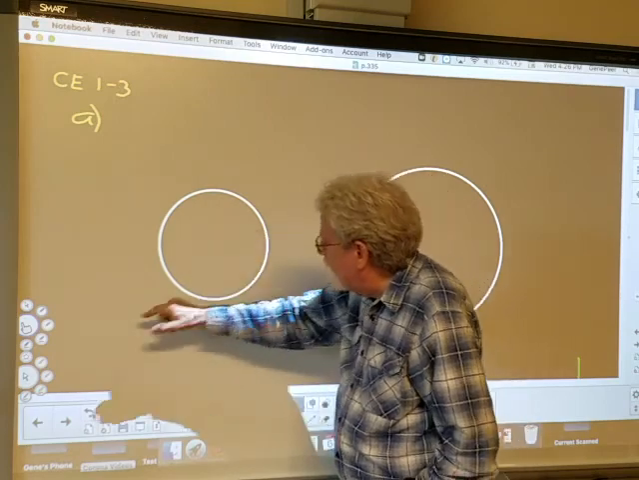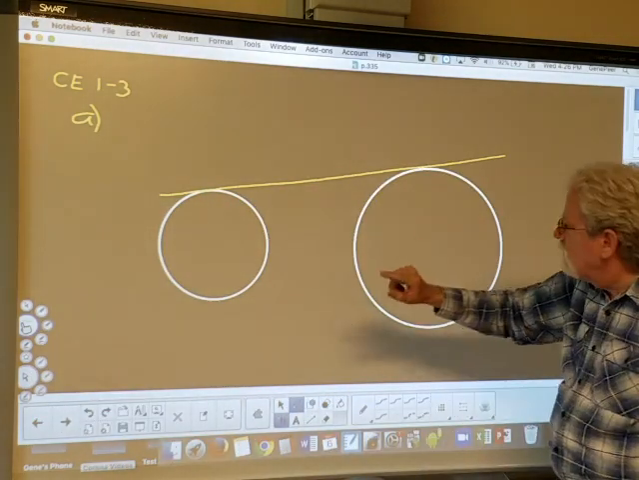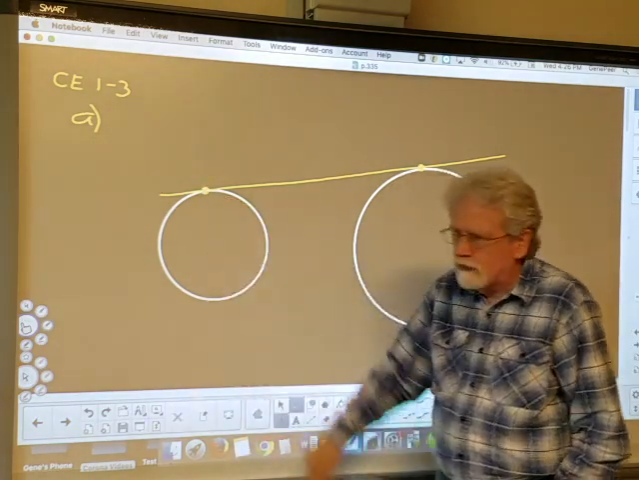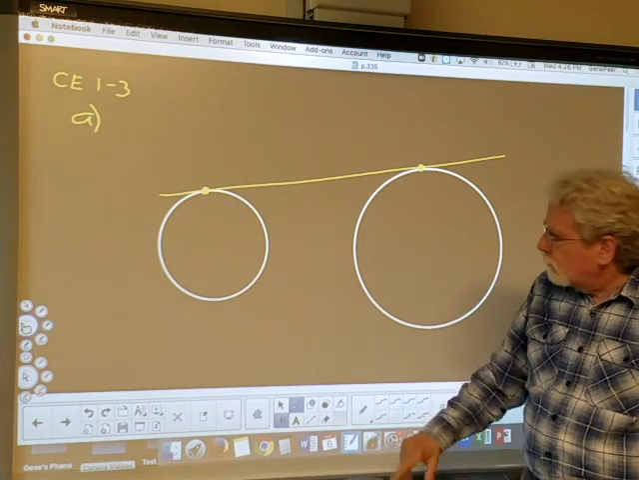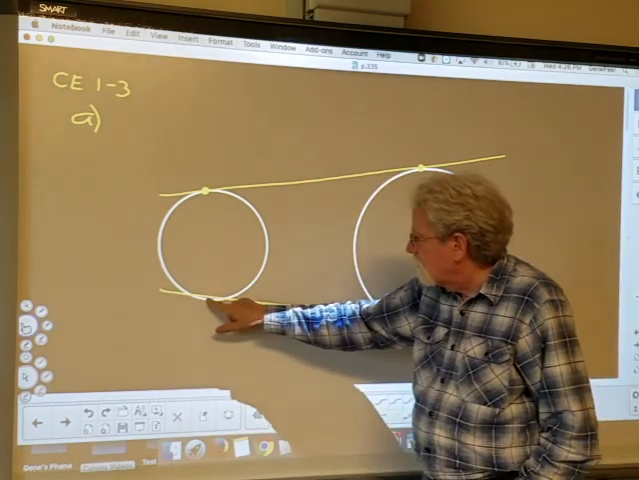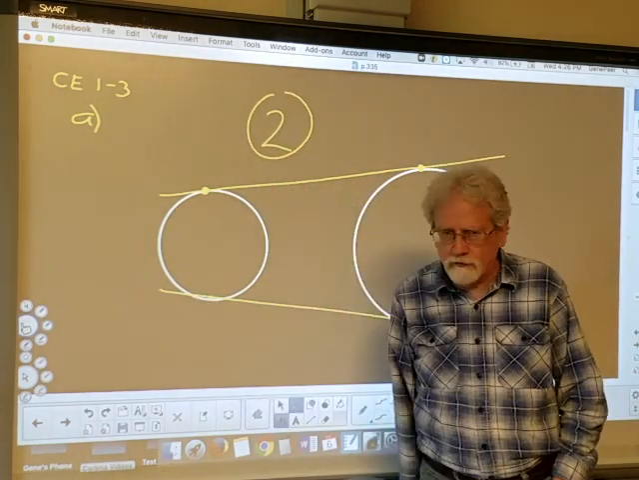We can find one right here. Remember what a tangent line does. It touches the circle in only a single point. And of course there's one more down here. And thus we have, in this particular case, two and only two common external tangents.